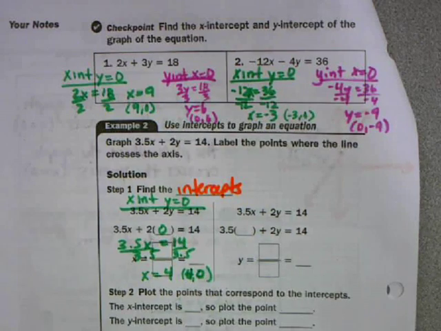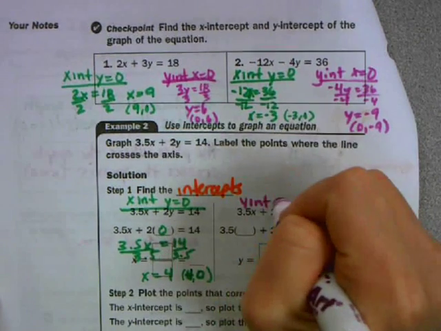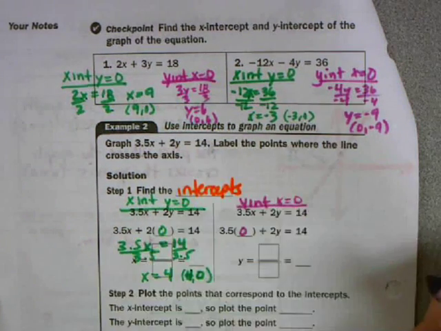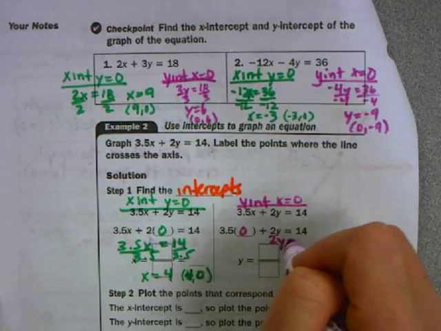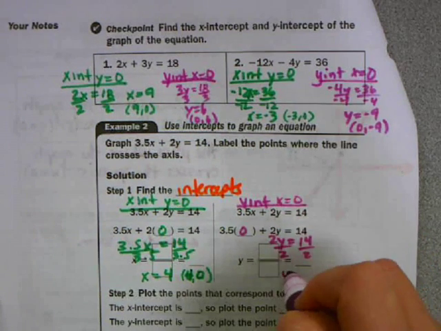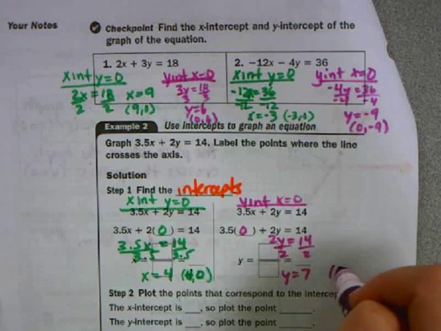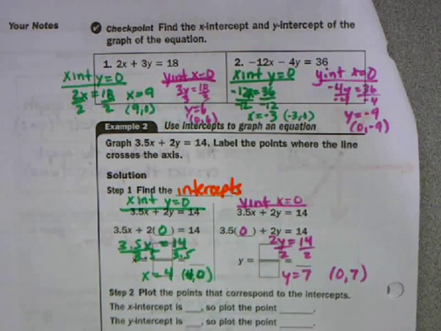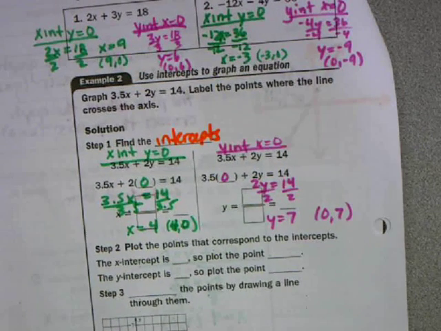Okay, when I'm looking for my y-intercept, you know x equals 0, so I plug 0 in for x. That just leaves me 2y equals 14. Divide by 2, and y equals 7, so that's the point (0, 7). All right, so here in step 2, they're summarizing what we just did there.